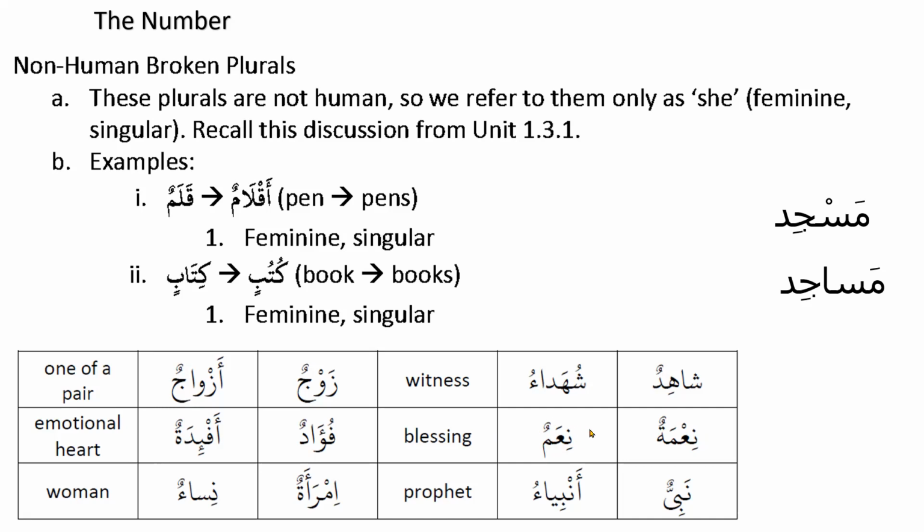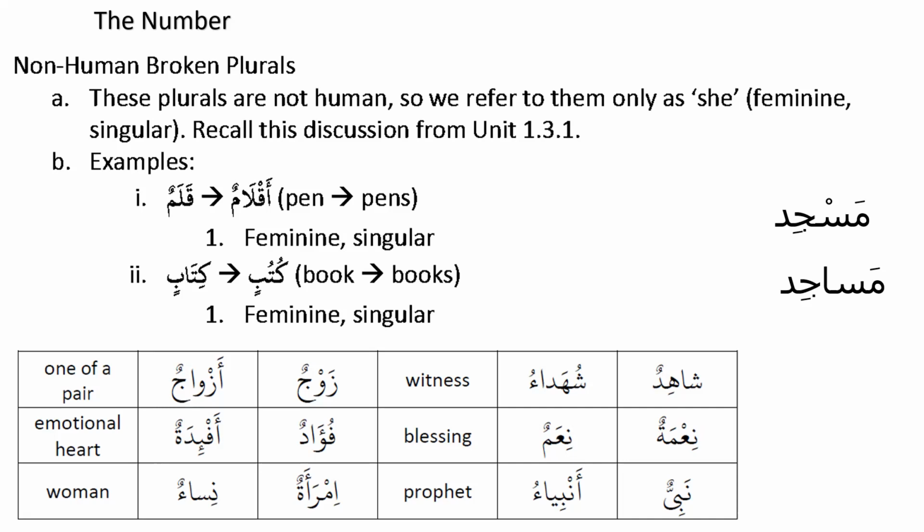Blessings with an S. So in this way, you know that this is a broken plural. It is not ni'matatun. Usually, anything that has ta marbuta will follow our chart, right? But it's not following our chart. The plural is a different word, ni'amun, okay? And ni'amun is a non-human broken plural, because blessings is not a human thing, obviously, right?